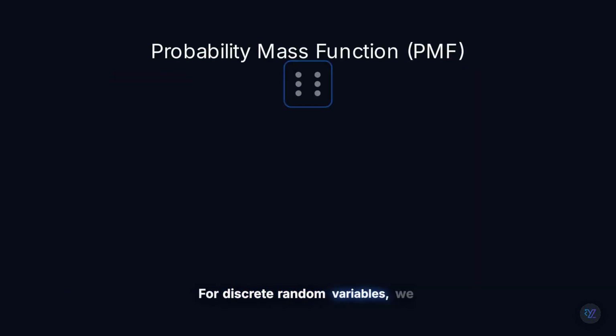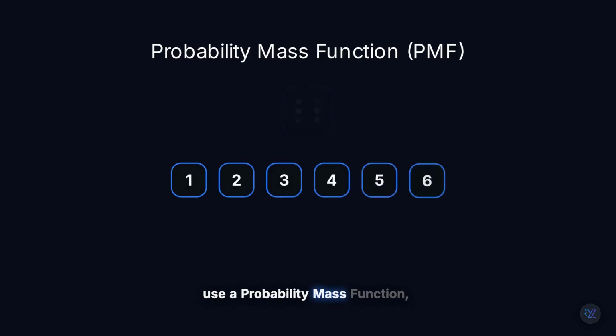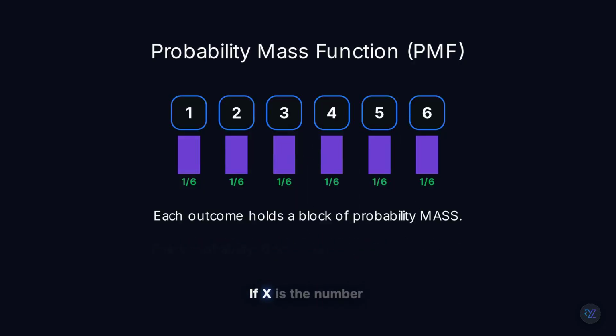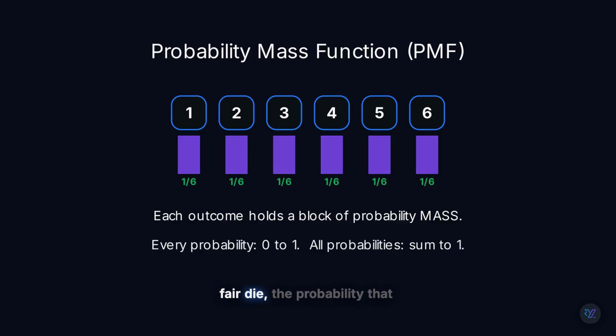For discrete random variables, we use a probability mass function, or PMF. A PMF gives the probability of each exact outcome. If x is the number shown when we roll a fair die, the probability that x equals 4 is 1/6. That probability belongs directly to the outcome 4. You can imagine each possible value holding a little block of probability mass, which is why it's called a probability mass function.